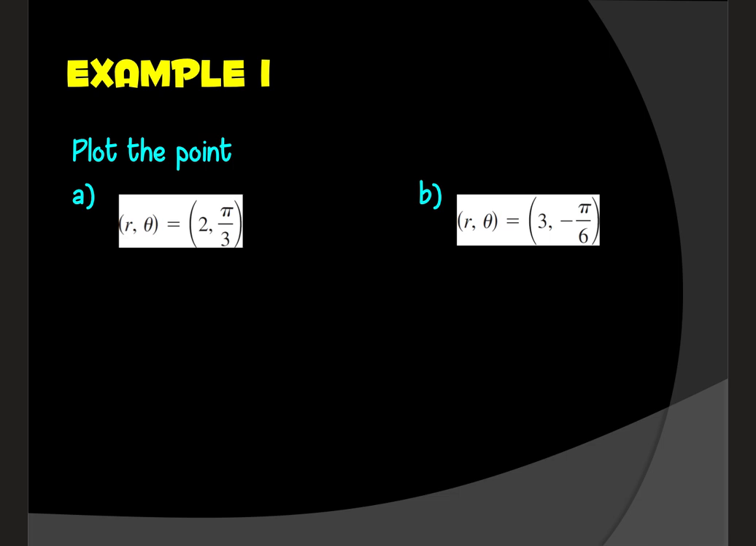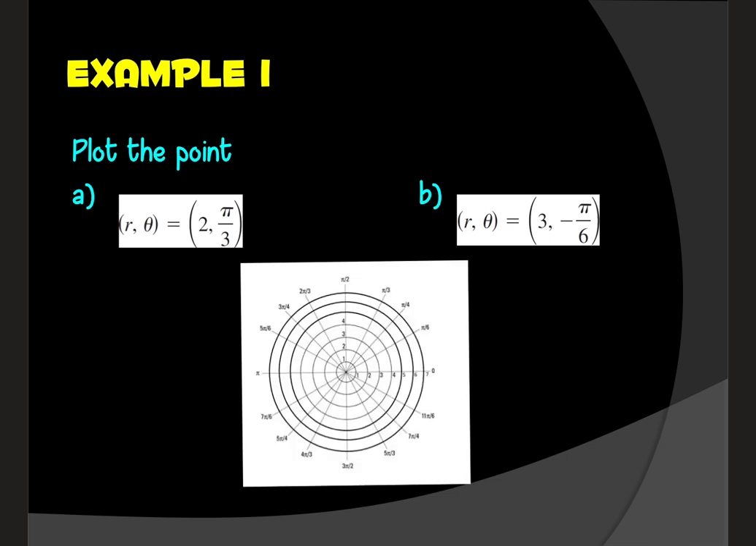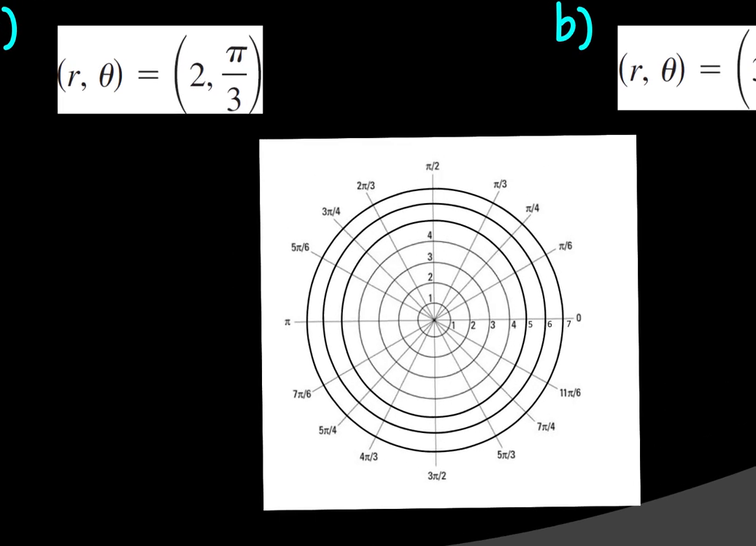So here we go. I'm going to actually pause, go to the assignment, and grab that. All right, so we're going to plot it. The first one is (2, pi over 3). Pi over 3 is already marked, right? Pi over 3 is here. I'm going to go out 2 rings on that. 1, 2, plot a point. And that is (2, pi over 3).